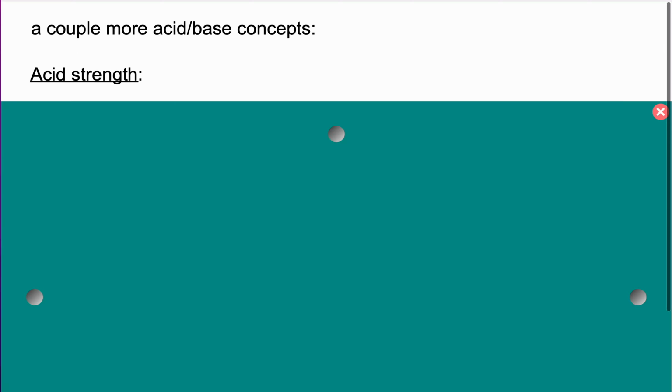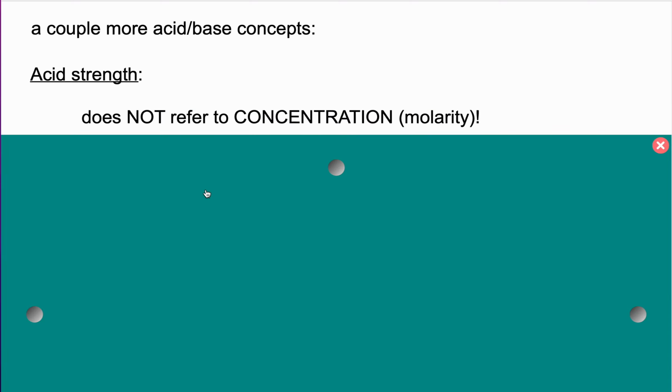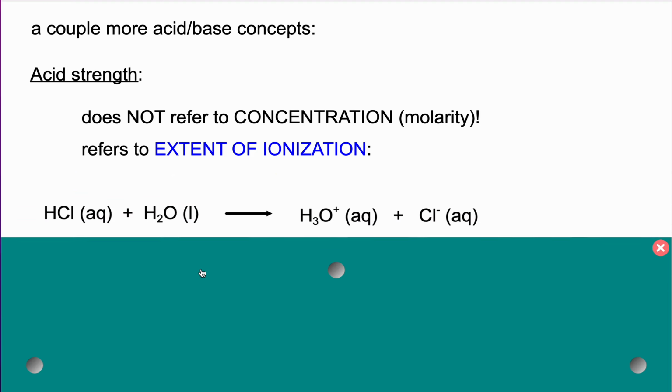So, let's move on. Before we finish the video, a couple more concepts about acids and bases. This is really important: acid strength. Now, the strength of an acid does not refer to the concentration or molarity of the acid. So it is not correct to say that because a particular acid has a very, very high molarity that it is strong. Acid strength means something else. It refers to the extent to which the acid is ionized in aqueous solution.